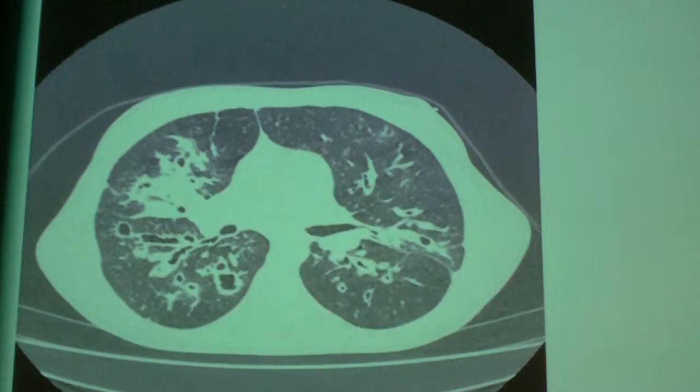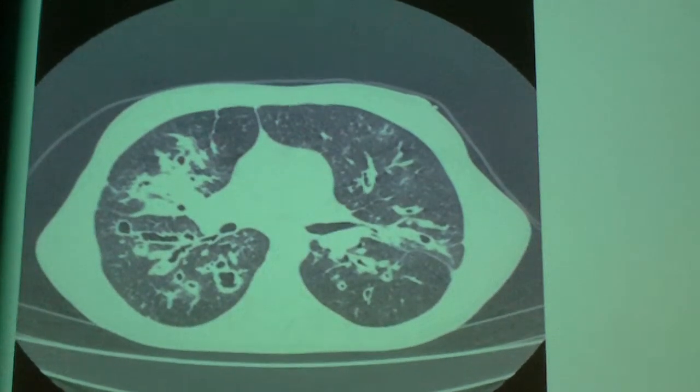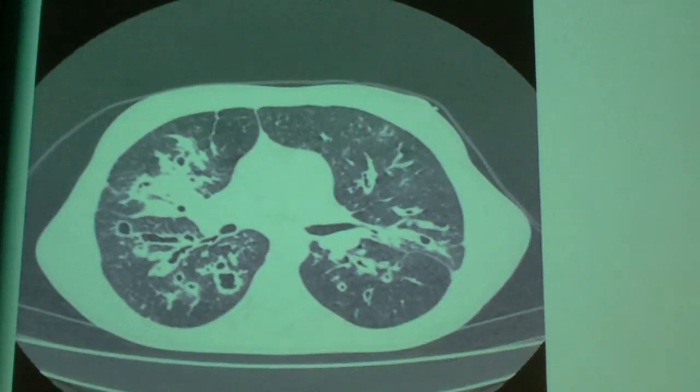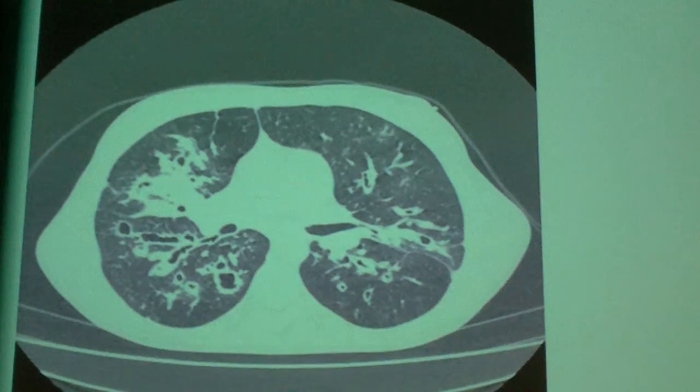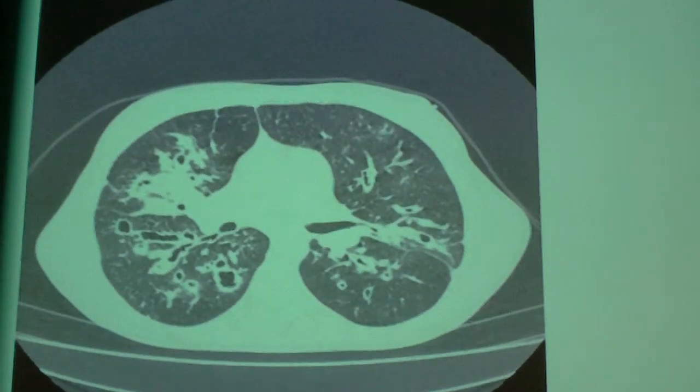Another thing we can see on HRCT scan, high resolution CT scan, is bronchiectasis. In bronchiectasis you see again holes in the lungs, but these are not in the lung parenchyma; these are abnormally dilated airways, pathologic airways. And this is mostly the result of recurrent infections. It's a process of destruction and repair.